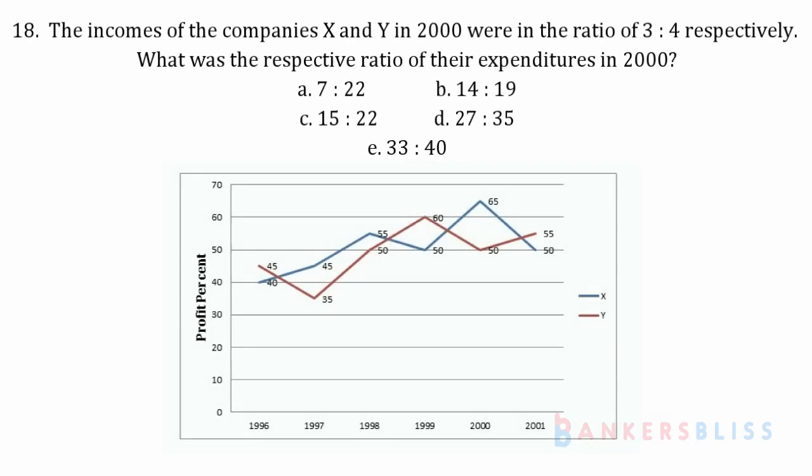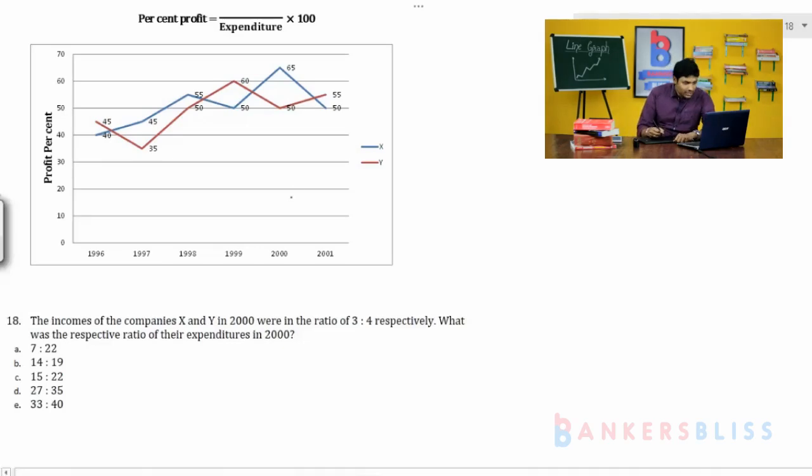Problem number 18. The incomes of the companies X and Y in 2000 were in the ratio 3:4. What was the respective ratio of their expenditures? They are asking us to calculate the expenditure. See here, 3:4. X in the year 2000, that is X is to Y, that is 3:4. Now you have to calculate the ratio of their expenditure, expenditure of X is to expenditure of Y.